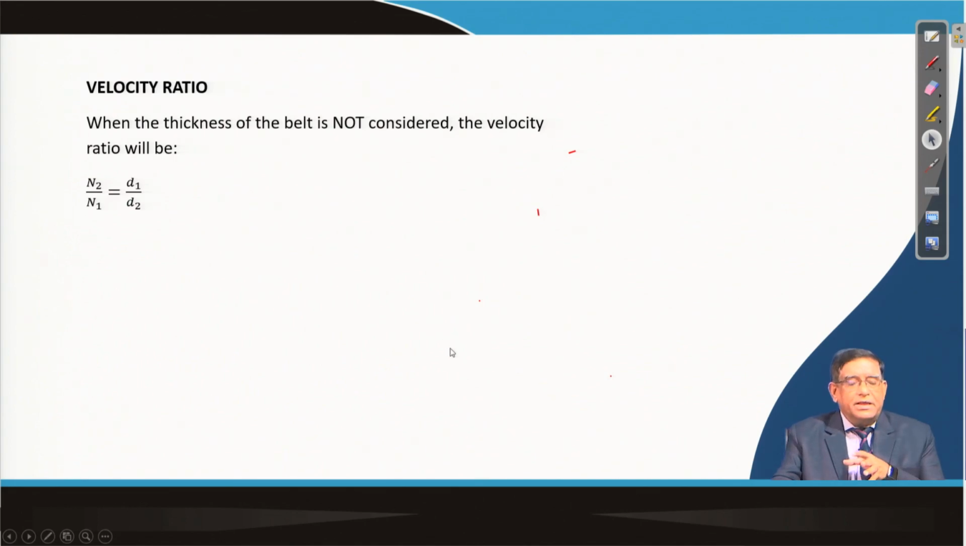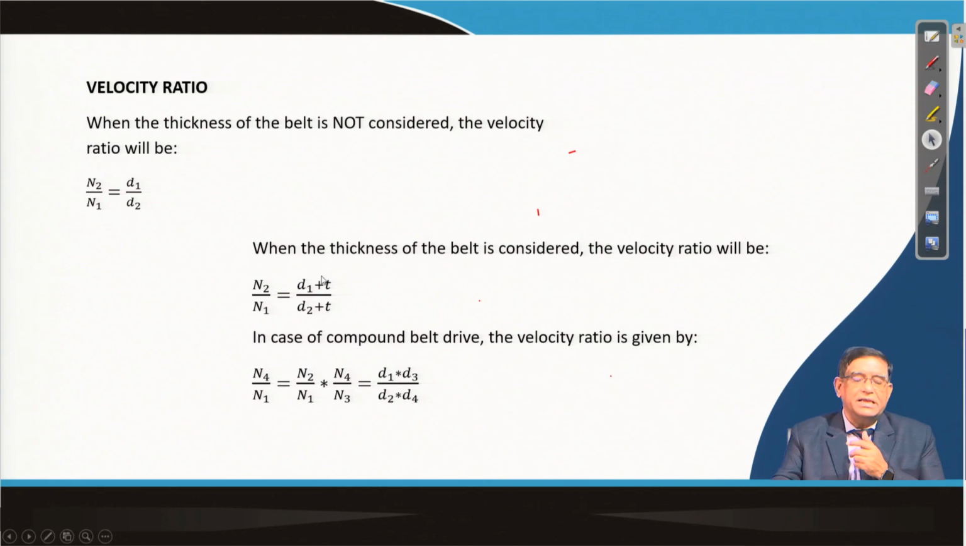So, the velocity ratio is the ratio of the driven pulley and the driving pulley; their velocities are inversely proportional to their radii. This is just like in the gear also. But if you consider the thickness of the belt, then this ratio will be modified, where t is the thickness of the belt.